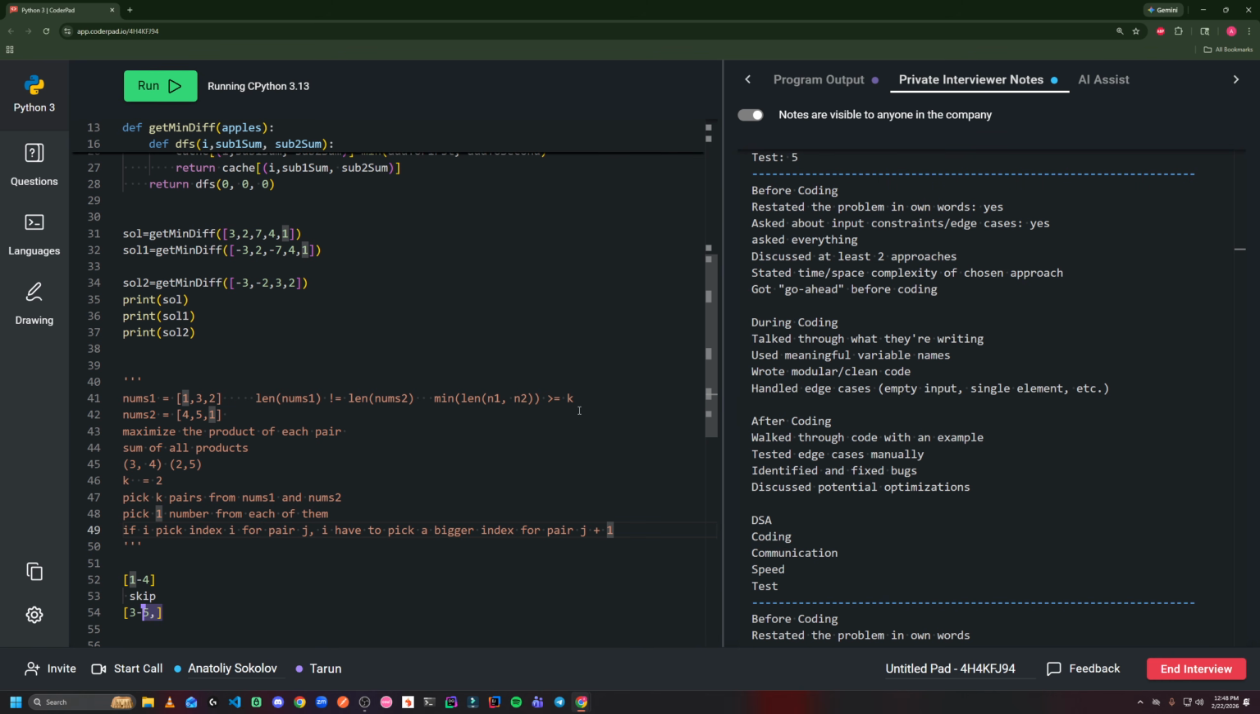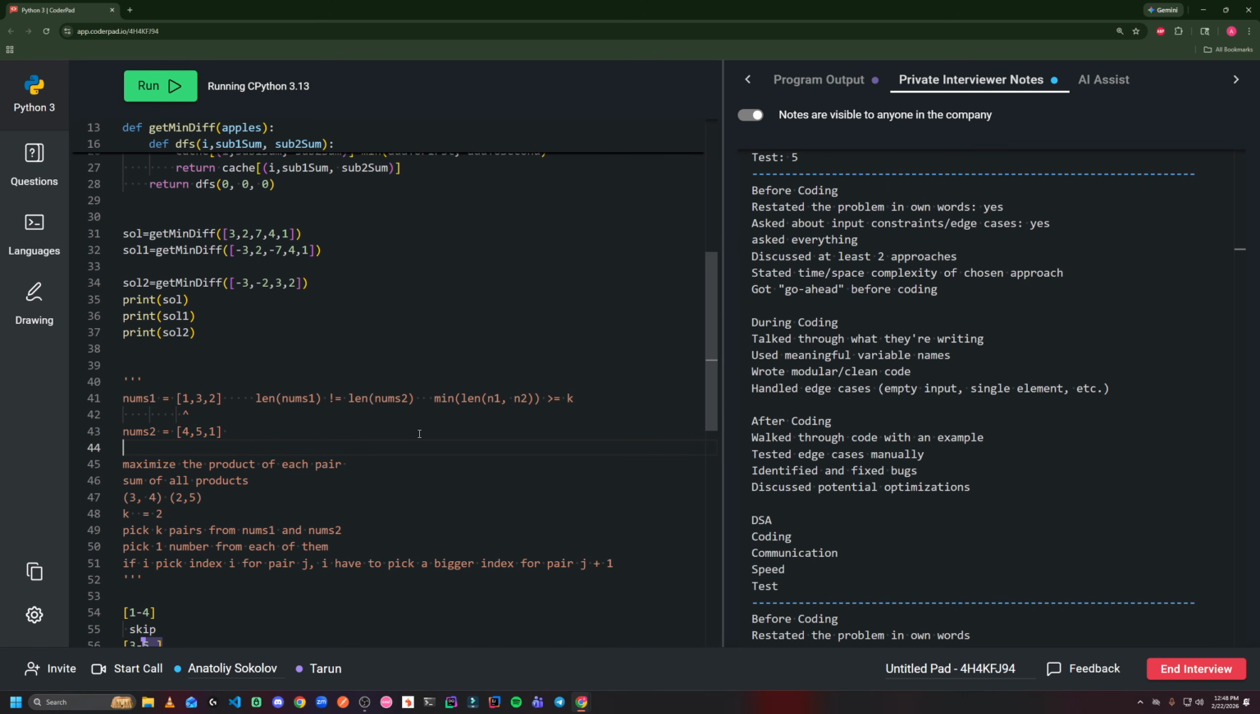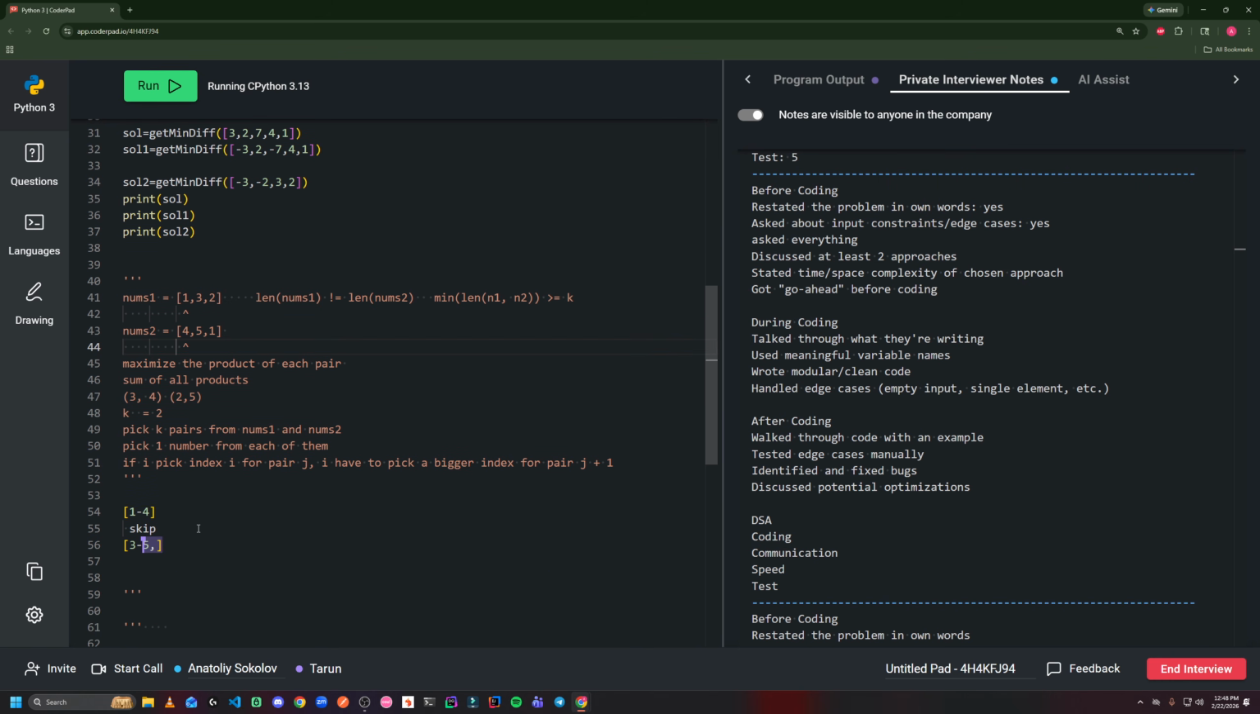Yeah, so let's say you're here, right? You're like, okay, I'm at these numbers and I want to figure out if I want to take one of them or both, right? So basically I can either skip one of them or I can take the pair. Oh, okay, okay. Does that help? Okay.